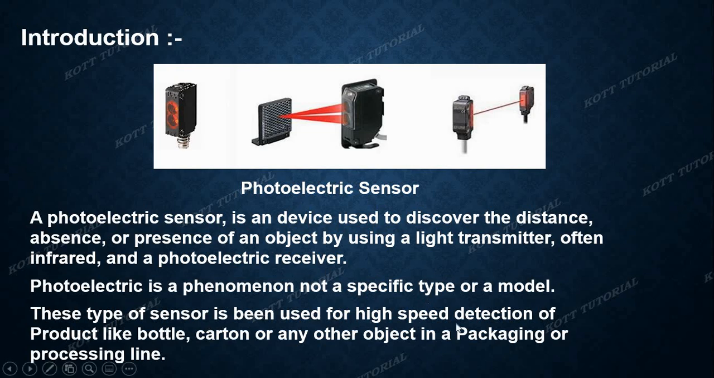This type of sensor is used for high speed detection of products like bottles, cartons or any other object, whether it is a packaging line or processing line. In the photoelectric sensor, we use light as a medium. As light is the fastest medium, it is used for the high speed detection of the product. Its response time is also very high as compared to our inductive or capacitive sensors, which work on the inductive and the capacitive method.